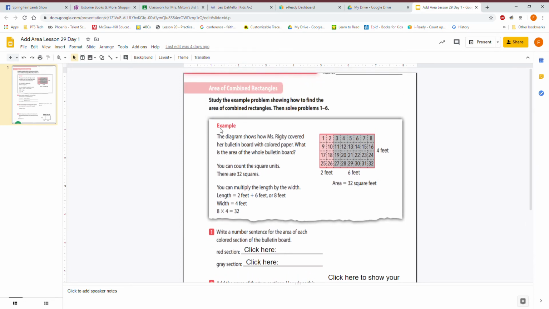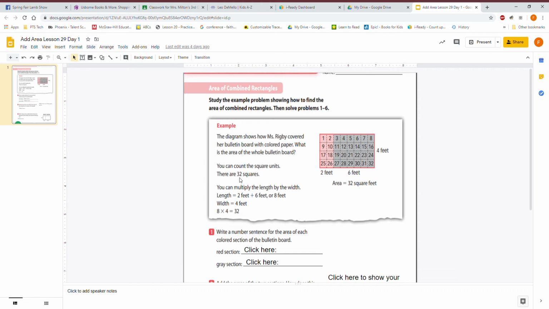So the first thing that I wanted to show you guys about doing was when you're solving this problem, we're going to be adding areas together. So the shapes are going to be broken up into two different shapes. You can see that this rectangle, we made two smaller rectangles from it, okay? So the example says, the diagram shows how Miss Rigby covered her bulletin board with colored paper. What is the area of the whole bulletin board?